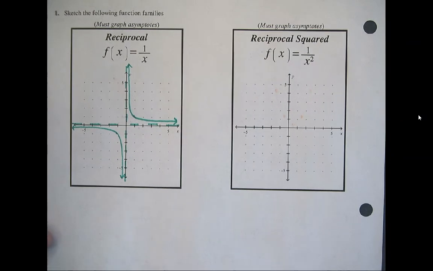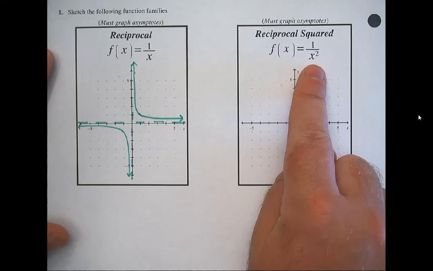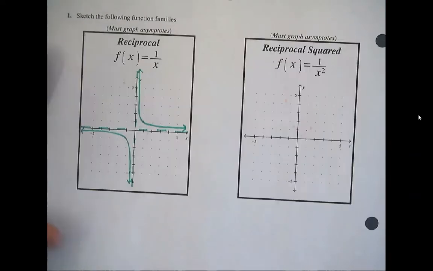Okay, so using that as a guide, see if you can at least talk yourself through. Maybe you don't want to write it because this is something that we're going to use on our test. But at least talk yourself through. See if you can figure out what the reciprocal squared graph looks like. I'll give you a hint. It also has some asymptotes.